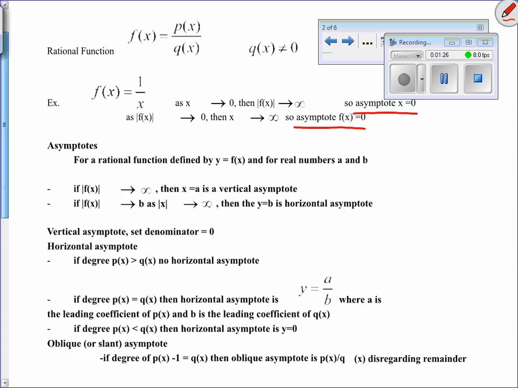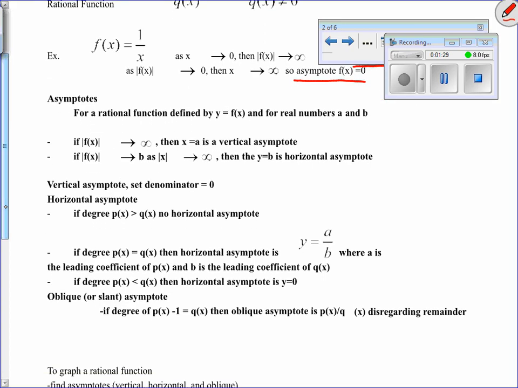So let's focus on the asymptotes here. Rational functions are all about asymptotes, vertical and horizontal. We're going to investigate how we can find those things. And I know for a while we've been asking, what about slant asymptotes? We're finally going to address those here in section 2.5. So take a look here at asymptotes.